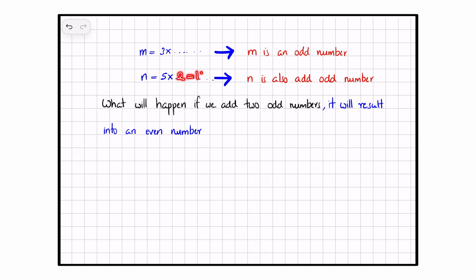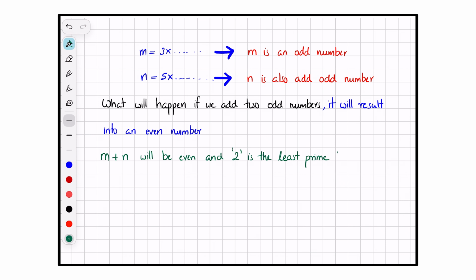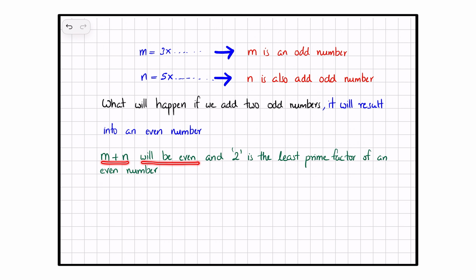5 into 2 is 10, and 10 is an even number. But again, 5 is the smallest prime factor for the given number n. That means whatever this number is, it will always be odd. So in summary, m plus n will always be an even number, and for an even number, 2 will be the least prime factor. Okay, so the answer to the given question is 2.